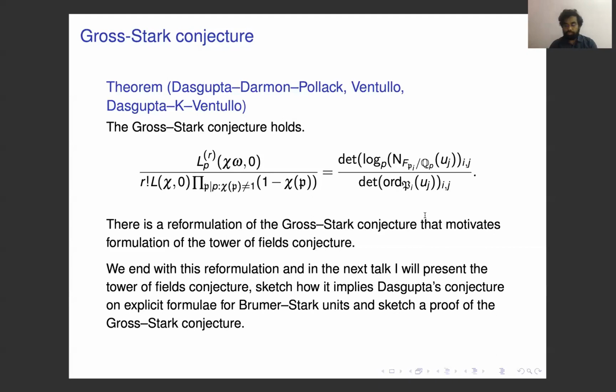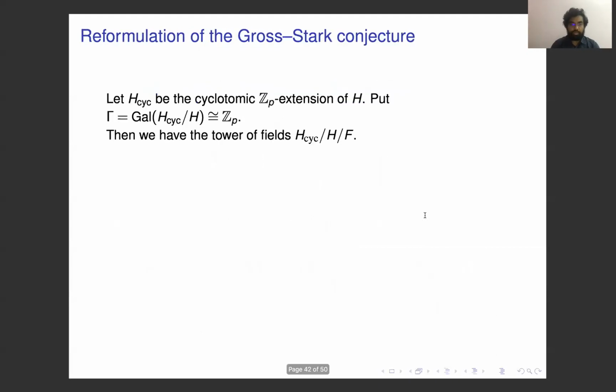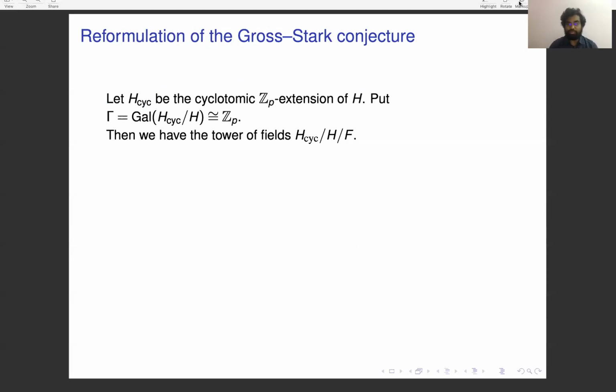So how do we reformulate this? Well, I need a tower of fields for this conjecture, that's what the name is, Tower of Fields conjecture. So this is the tower I take. I take the cyclotomic Z_p extension of H. So the Galois group of H cyclotomic over H, which I call gamma, is isomorphic to Z_p. So I have this tower H cyclotomic over H over F.